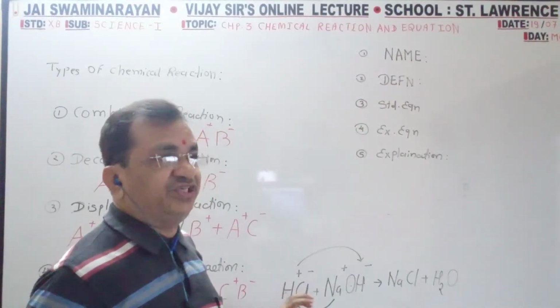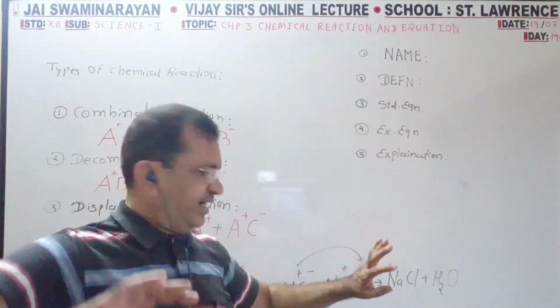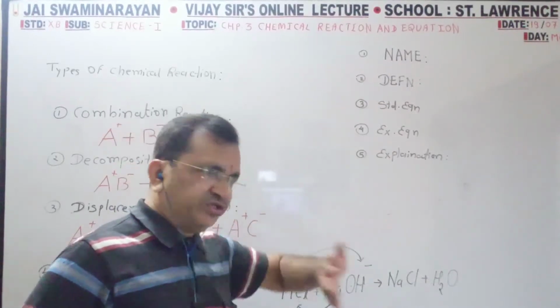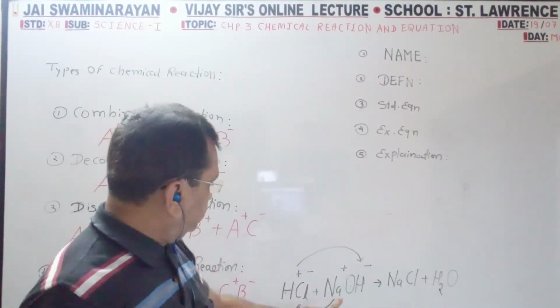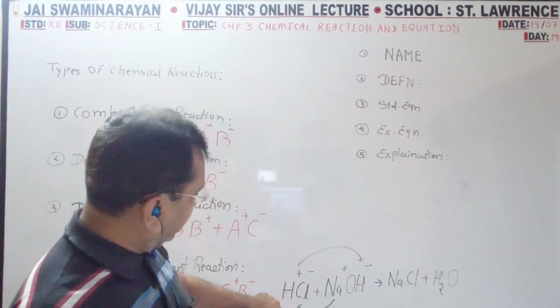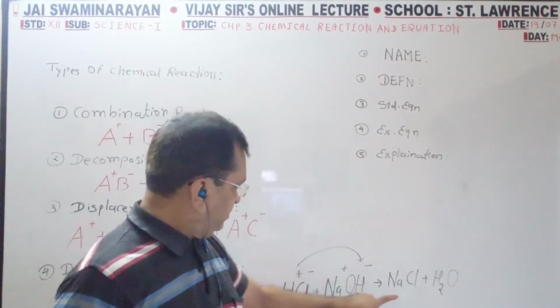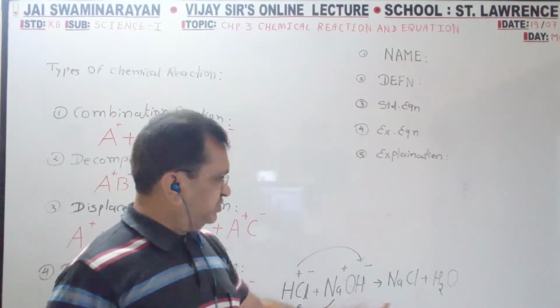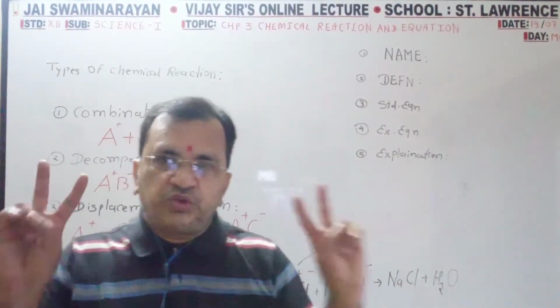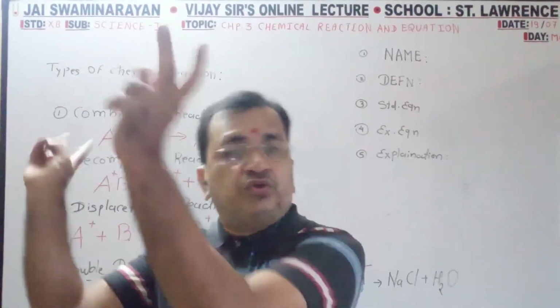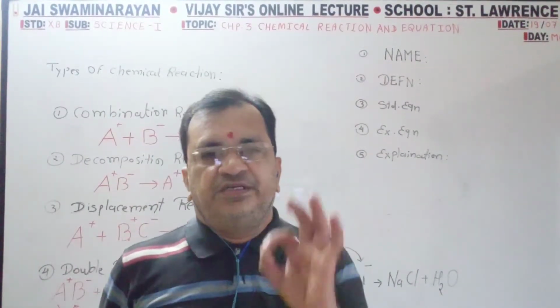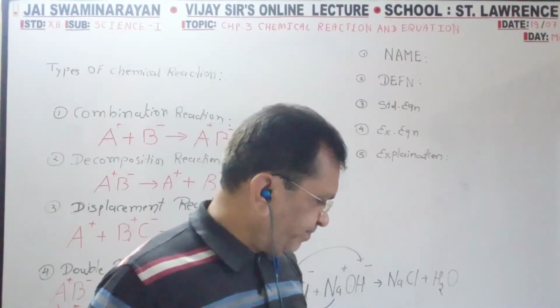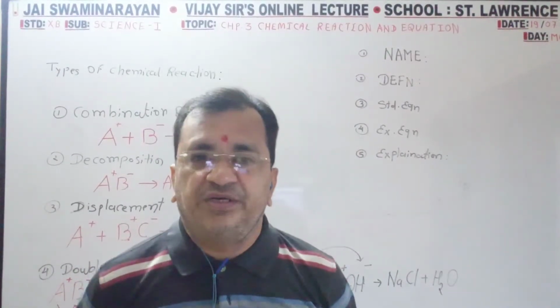Hydrochloric acid HCl, hydrogen positive, chlorine negative. Sodium hydroxide, sodium positive, hydroxide OH negative. So this positive goes with this negative, NaCl. This positive goes with this, so H2O. So two compounds react with each other to form two new compounds. From two old compounds to new compounds. That is a displacement. Double displacement, sorry.